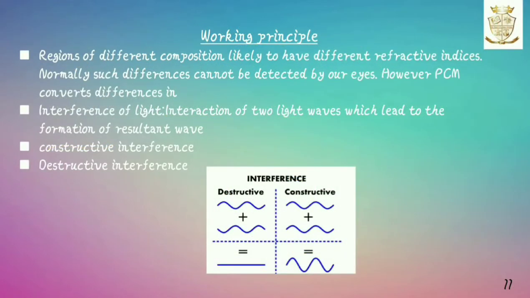The working principle behind the phase contrast microscope is that regions of different composition are likely to have different refractive indices. Normally, such differences cannot be detected by our eyes. However, in the PCM, there is an interference of light. There is an interaction of two light waves which leads to the formation of resultant waves: constructive interference and destructive interference. The picture of the destructive is that, and the constructive is here.